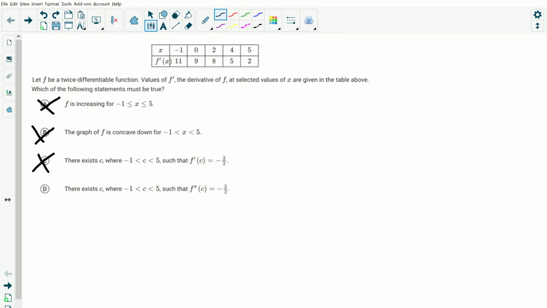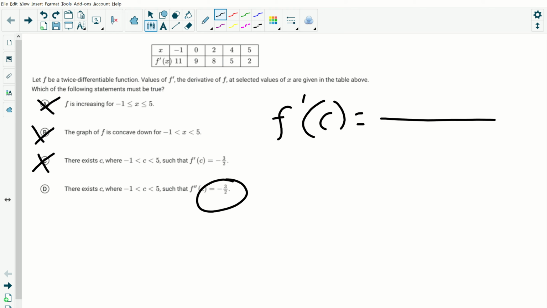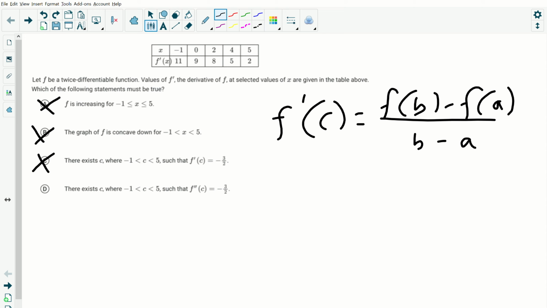Which makes choice D the answer, but let's come up with a definitive positive reason as to why it's the answer, not just by elimination. The first thing I'll notice is that the answer choice here mentions f double prime, while the values, meanwhile, are of f prime. And when we're told that there is some c that satisfies a slope equal to a fraction like that, the first thing I'm reminded of is the mean value theorem. The mean value theorem states that you will find some c in between a and b for which this fraction is true.